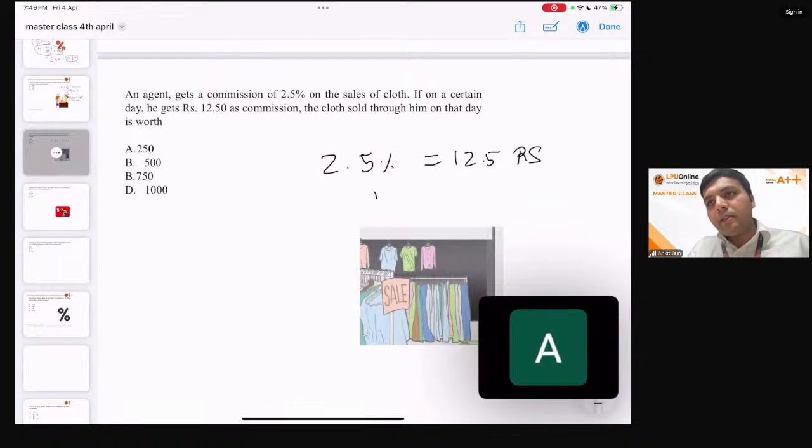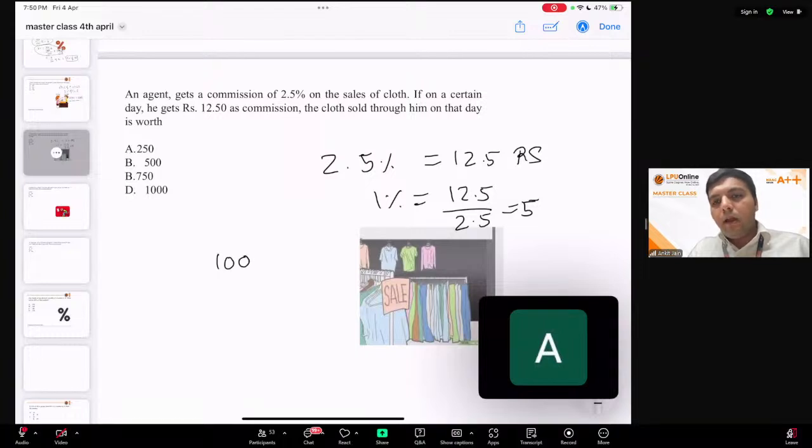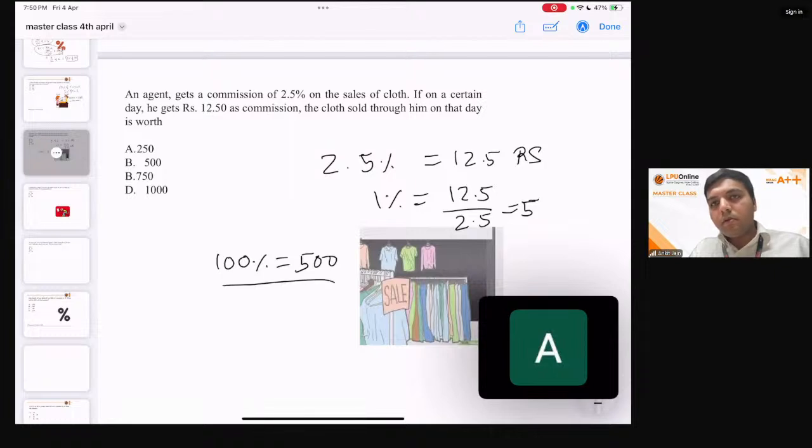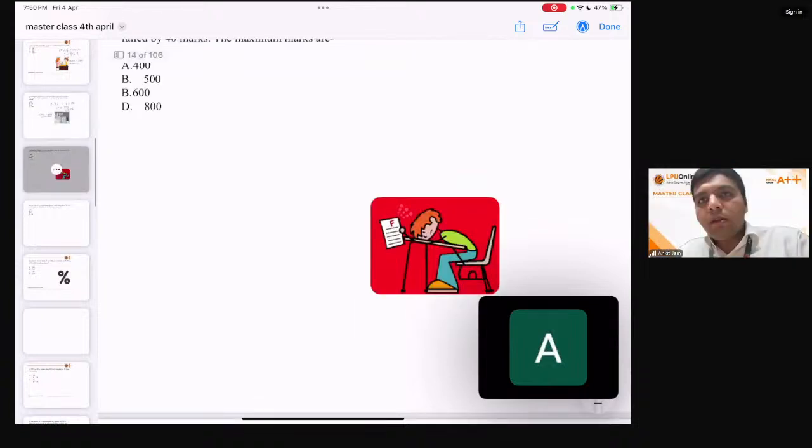So 1% is how much? 25 fives are 125. So 1% is 12.5 divided by 25. This is 5 because 25 fives are 125. The points are common. So 1% is 5. 100% is 500. Simple. B is the right answer. Okay, next question.